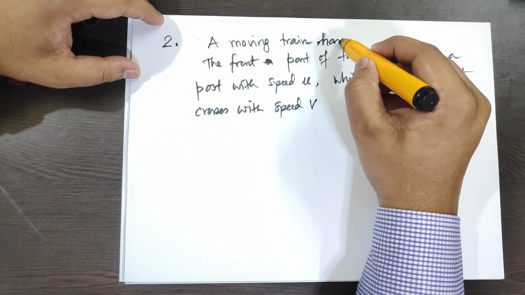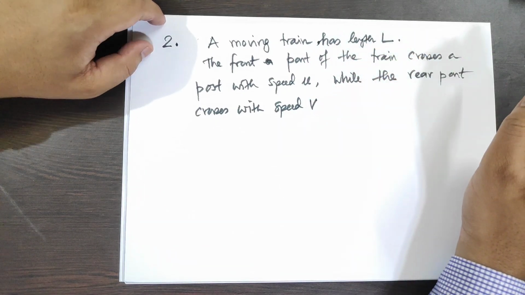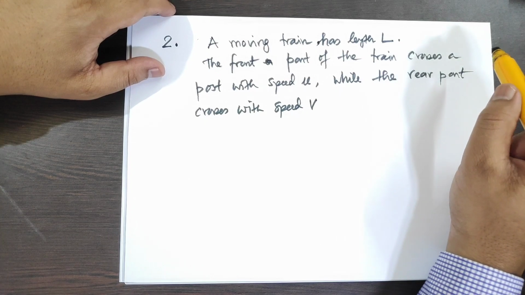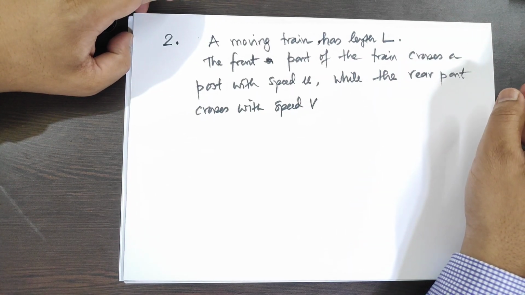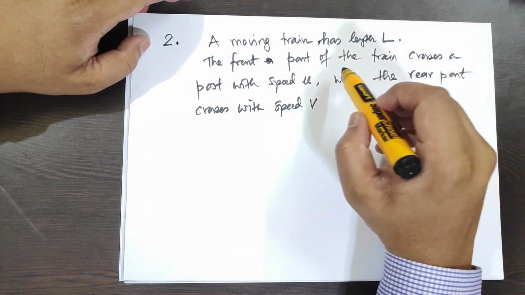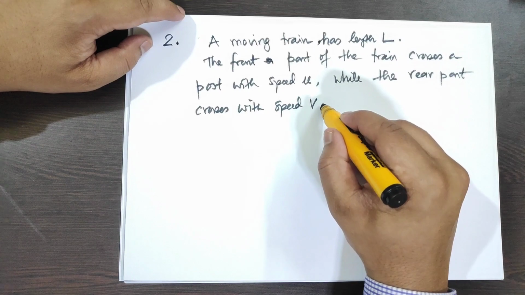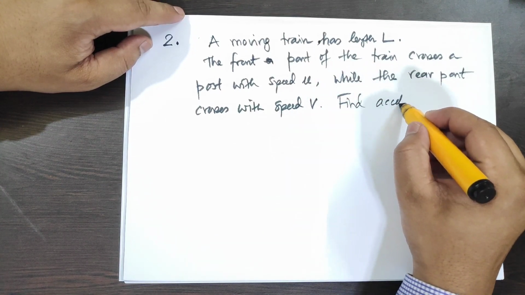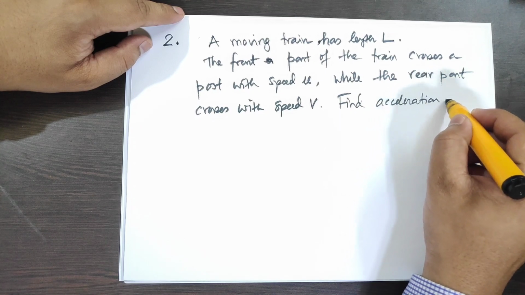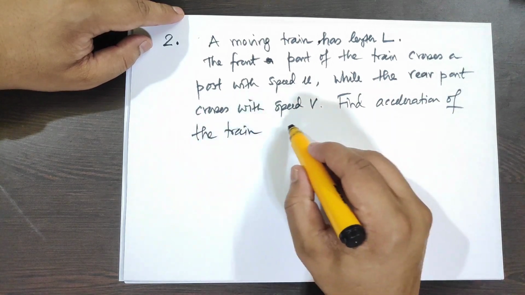That a moving train has length L. I forgot that. The front part of the train crosses a post. Post means a lamp post or whatever. It will be stationary. While the front part crosses the post with speed u, the rear part crosses with speed v. Now find the acceleration of the train.